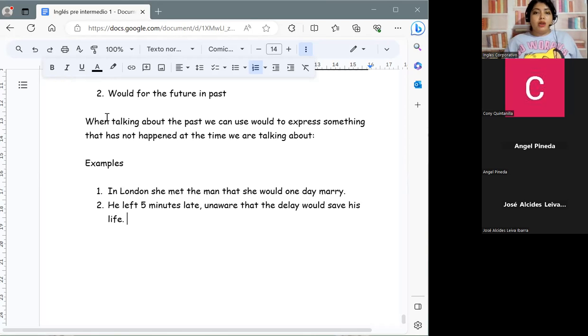En Londres, ella conoció al hombre que algún día se casará con ella. Aquí no ha sucedido, pero estamos hablando de algo probable o algo que quizás vaya a suceder en el futuro. Y luego, he left 5 minutes late, unaware that the delay would save his life. Él se fue 5 minutos tarde, inconsciente de que ese retraso le salvaría la vida. So in that case, we have just this information for would in the future and past. So we have some information related to this structure and how to use it to create a statement.